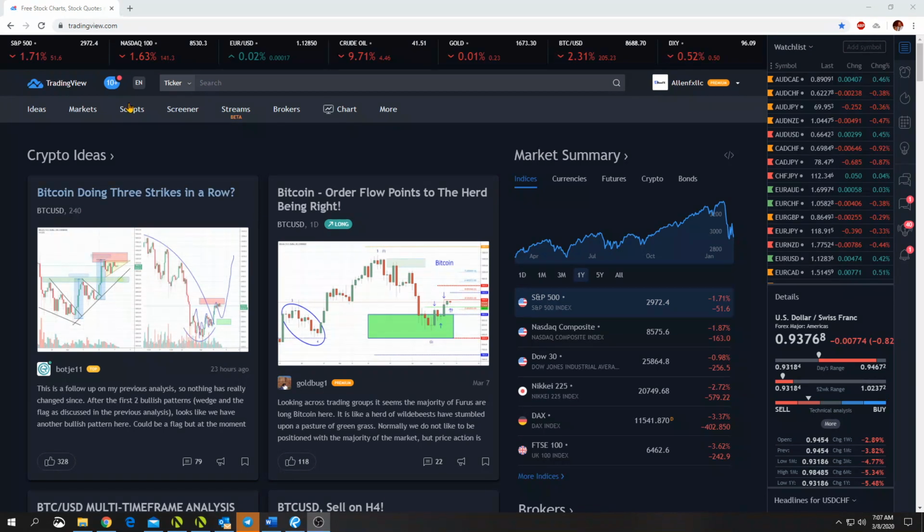All right. So I use TradingView charts. It's no secret. They are free and most traders use them. So let's go top down here.